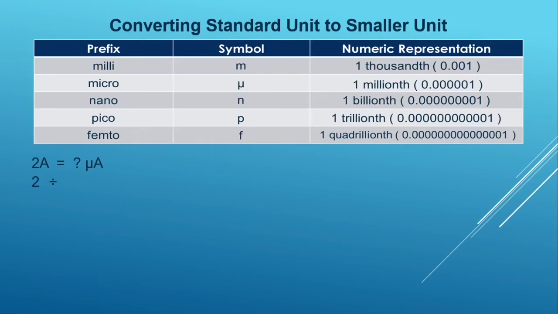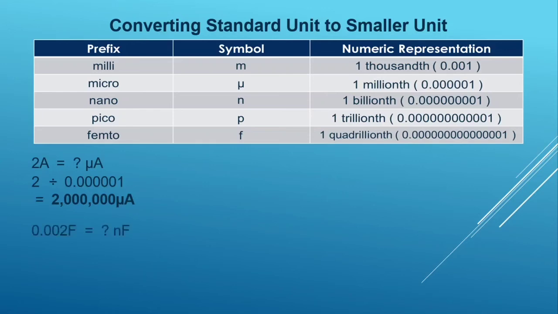In this case, micro is 0.000001. So if you divide 2 by 0.000001, we will have the answer of 2 million microamperes. So 2 amperes is equal to 2 million microamperes.